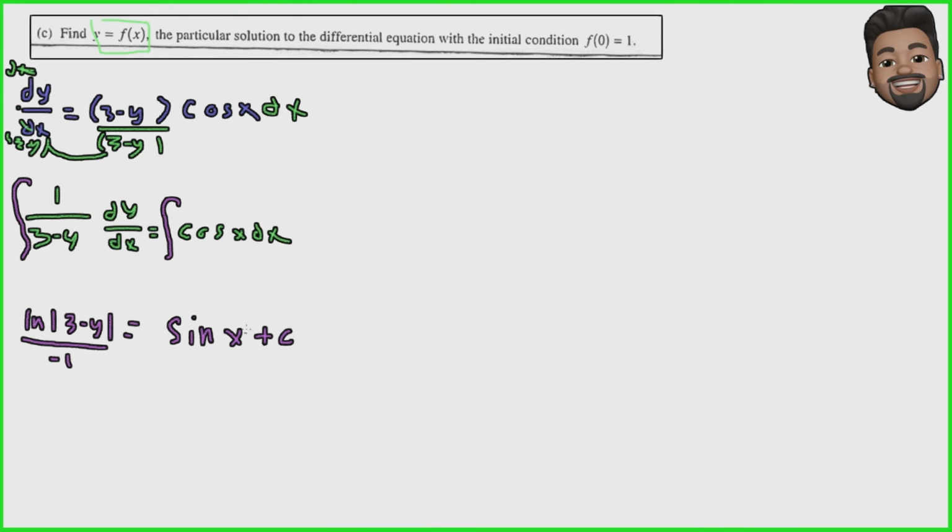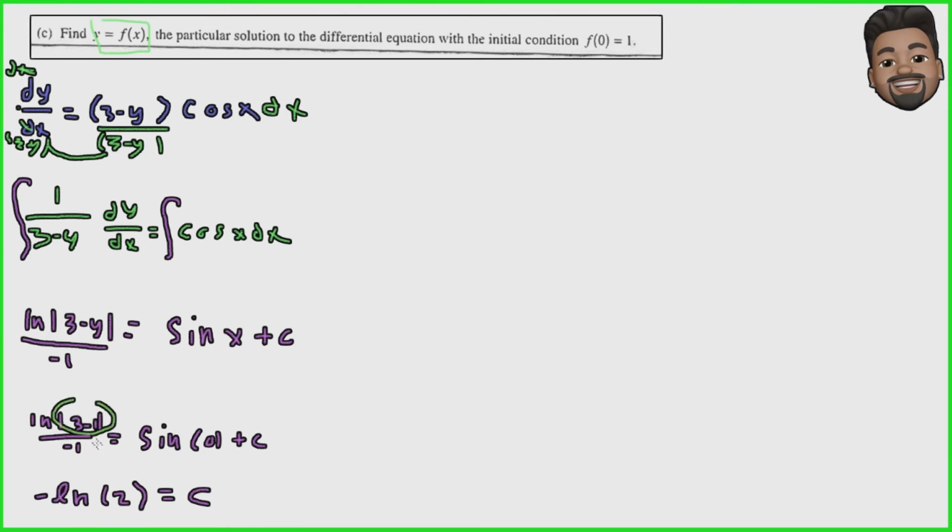I'm going to plug in 0 for x, and I'm going to plug in the 1 for the y. So we're going to get, let me write it out. Okay, let me show you what I did here. I plugged in the 1 for the y value, the 0 for sine. Now 3 minus 1 is 2. The absolute value of 2 is 2. So we get ln of 2 divided by -1, that's negative ln of 2.